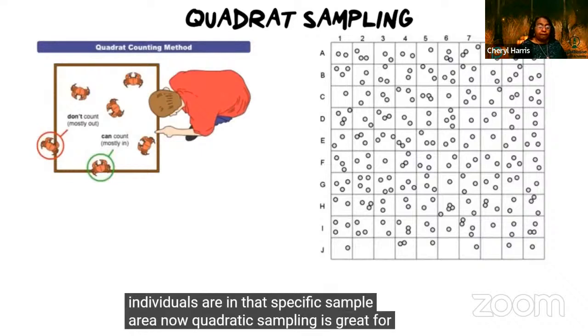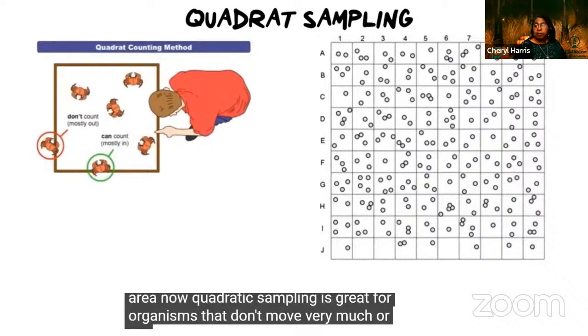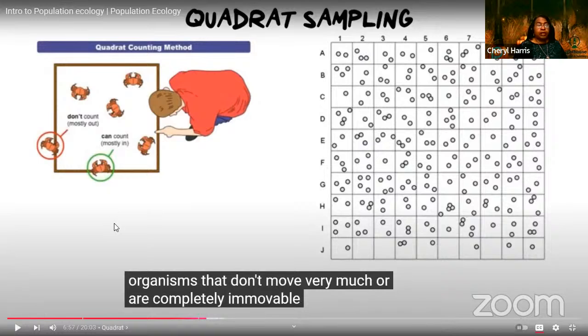Now, quadrat sampling is great for organisms that don't move very much or are completely immovable. So that's what you want to say: it is a measured area, and they use this method for organisms that don't move very much. Using this wouldn't help if the animals are always moving in and out and all over the place. So this would do well for plants or things in the soil that are not going to move out of a particular area very much.